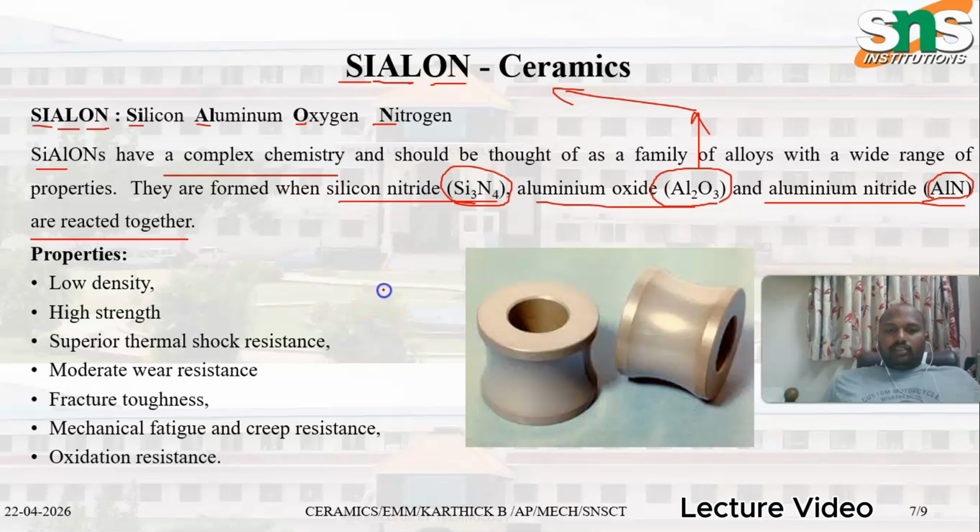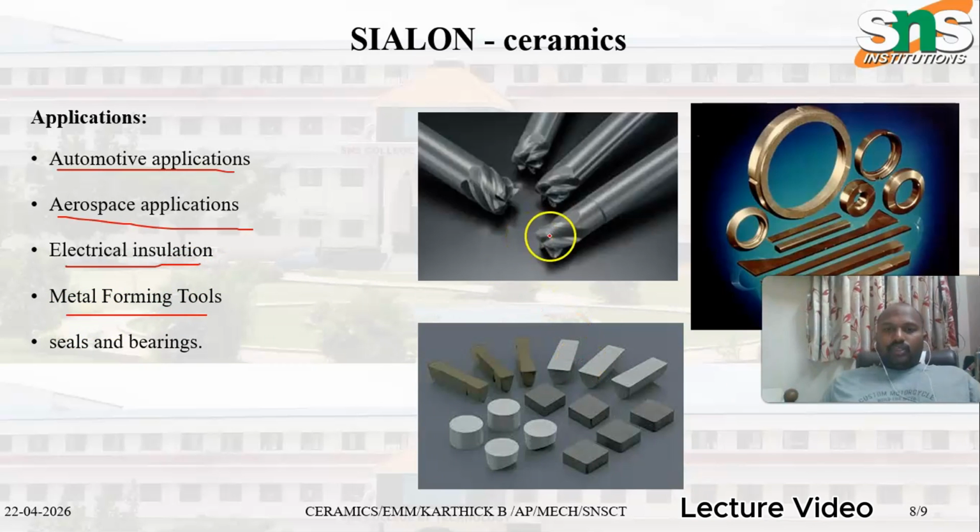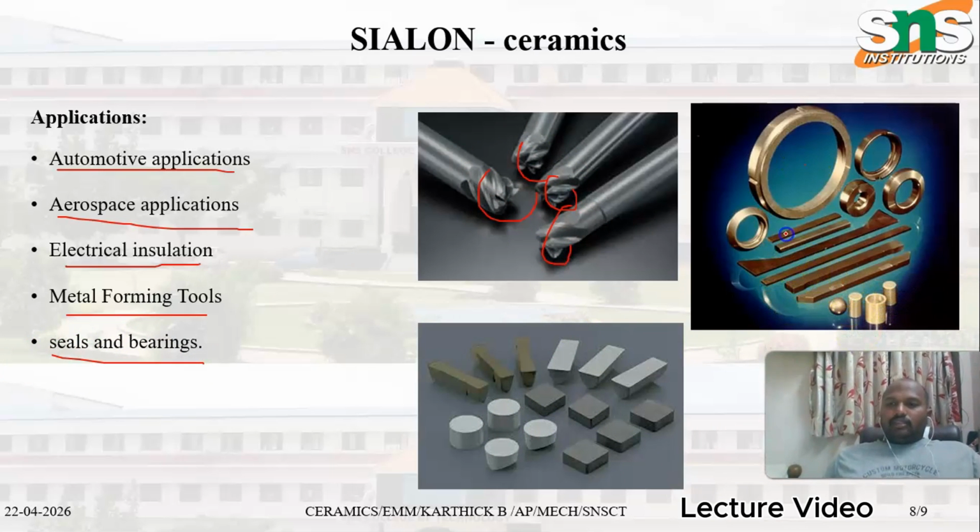This Sialon is particularly used in five major applications. One is automotive applications. The next one is aerospace applications. Next, it is used as electric insulators around the wires. The next one is metal forming tools, and seals and bearings.